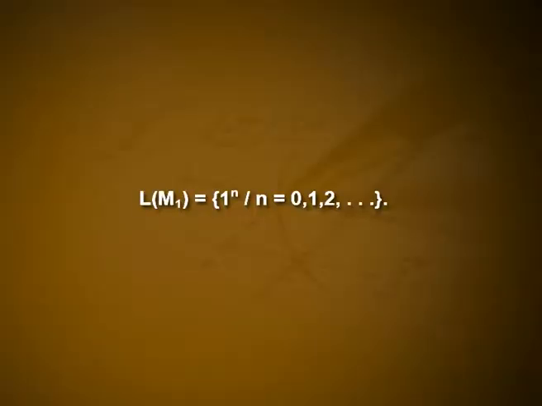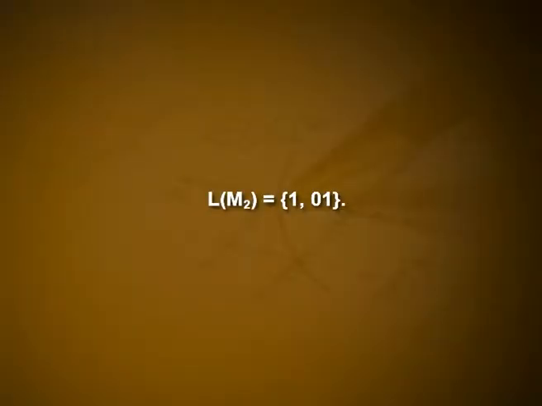The solution. The only final state of M1 is S0. The strings that take S0 to itself are those consisting of 0 or more consecutive ones. Hence, L of M1 is the set 1 raised to n such that n equals 0, 1, 2, 3, etc. The only final state of M2 is S2. The only strings that take S0 to S2 are 1 and 01. Hence, L of M2 is equal to the set {1, 01}. The final states of M3 are S0 and S3.